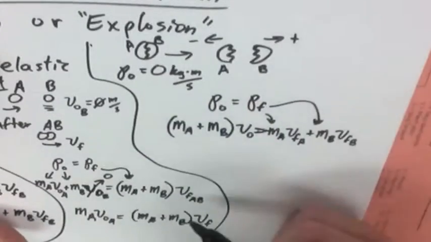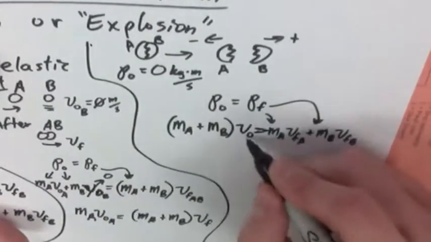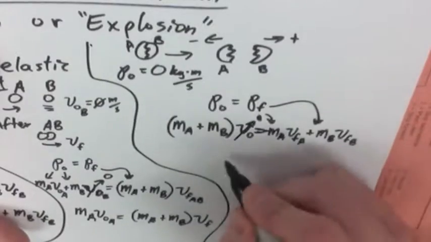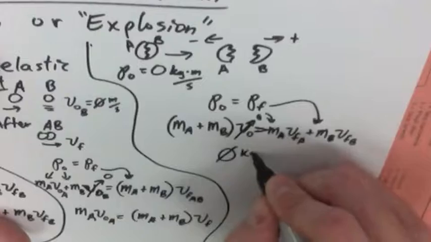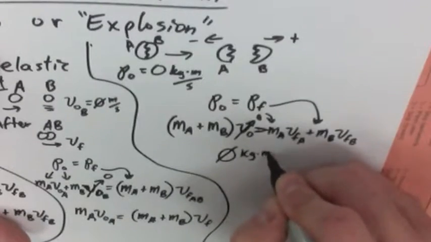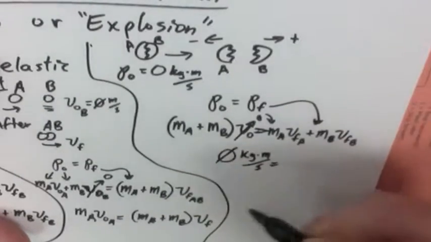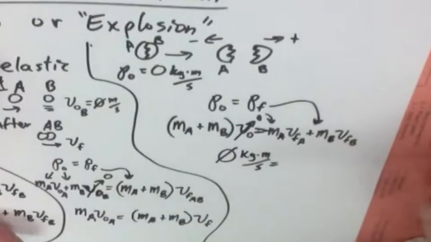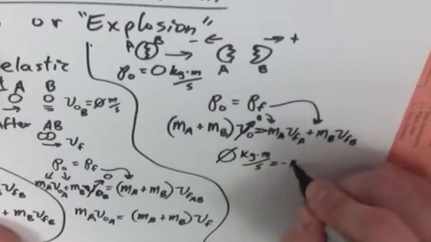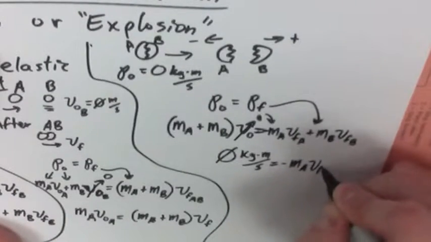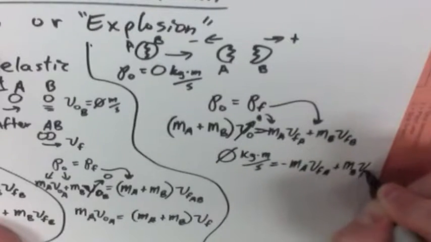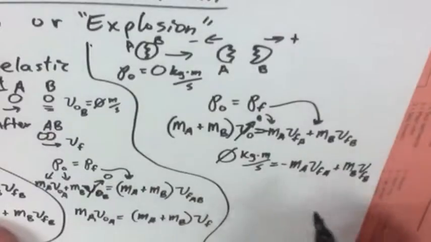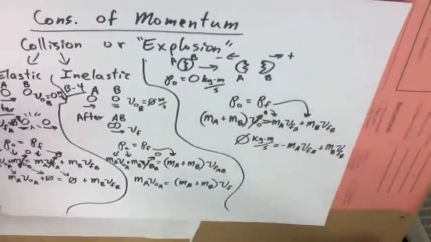Put in your zeros where appropriate. Let's say they weren't moving initially, so then the initial velocity can go away. This whole side then gets multiplied by a 0. Watch your units. Your units for momentum are kilograms times meters per second. It's just the units for mass times velocity combined. And then you're going to have a negative MA VFA plus MB VFB. And you can solve for whatever you have, put in whatever you have. That's your strategy for solving conservation of momentum problems.